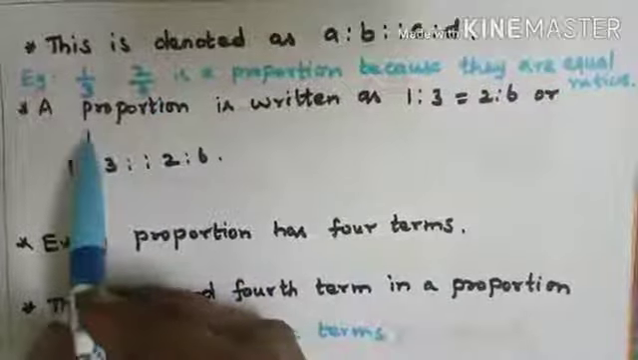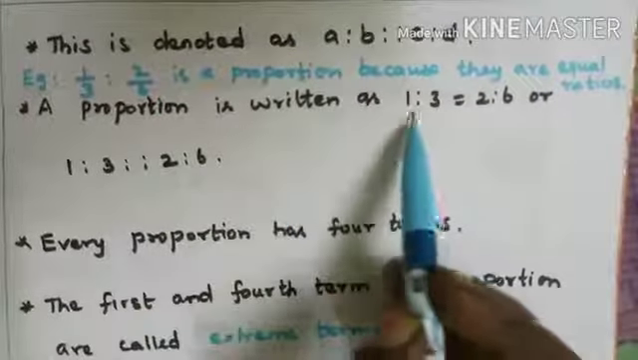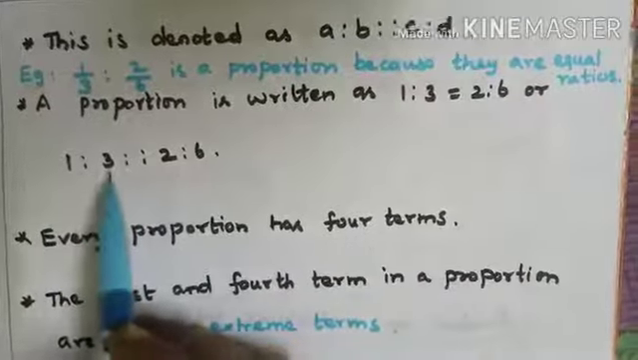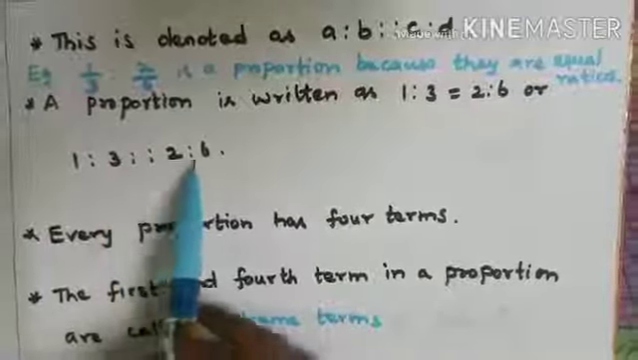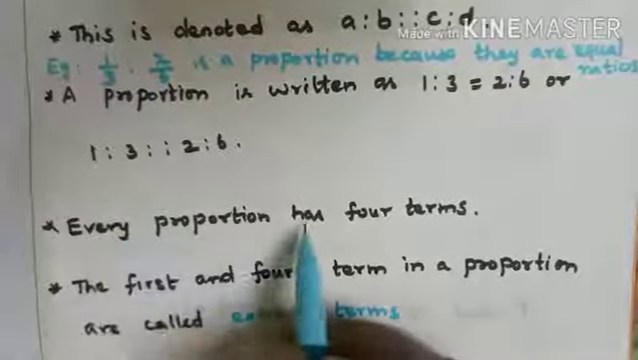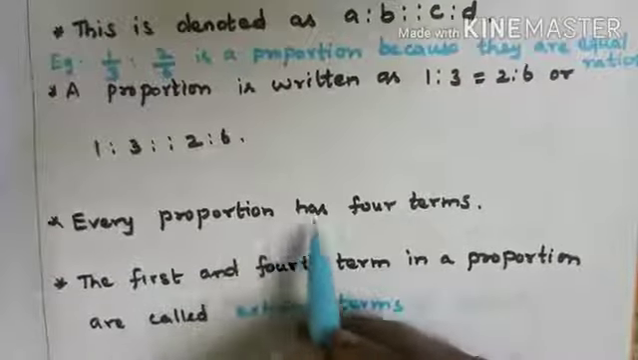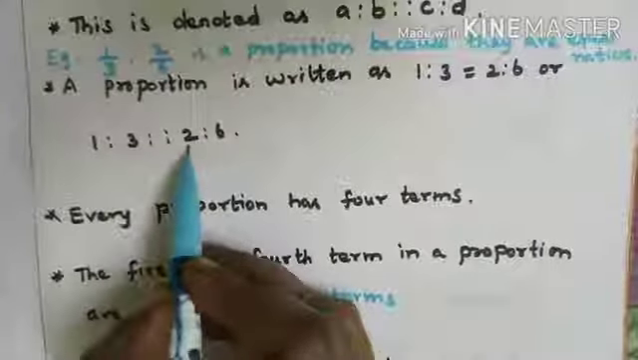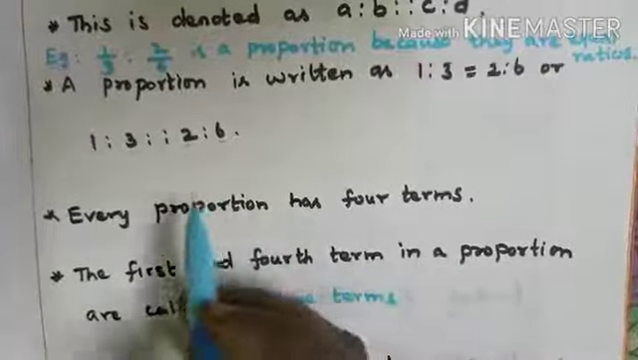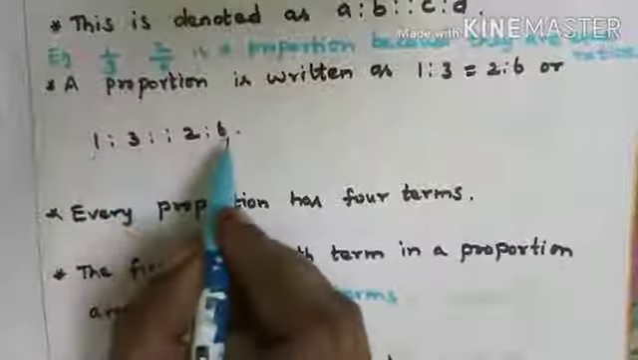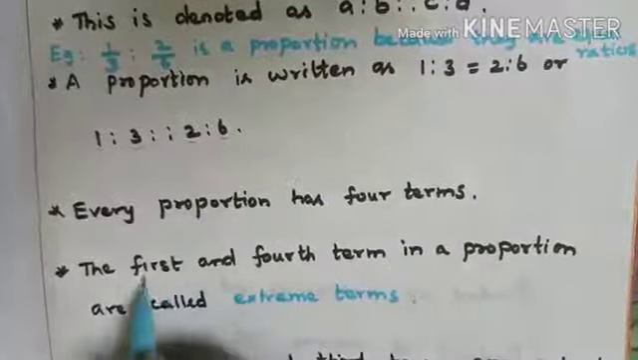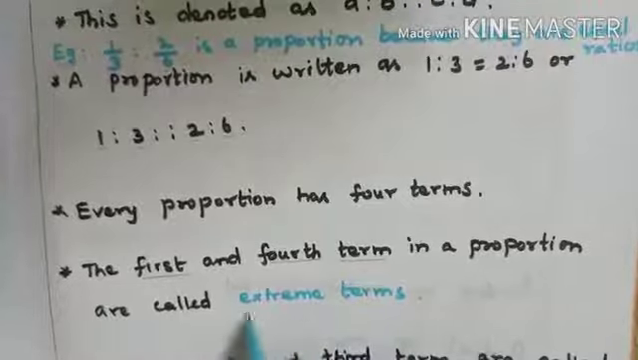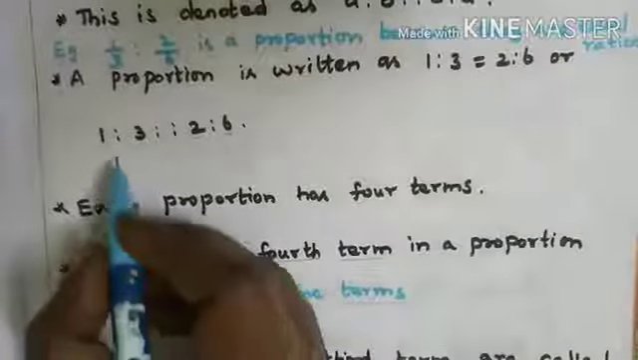Next you see, a proportion is written as 1:3 equal to 2:6 or 1:3 as 2:6. Every proportion has 4 terms. So here you see first term, second term, third term and fourth term. This is the first term and this is the fourth term. The first and fourth terms in a proportion are called extreme terms.